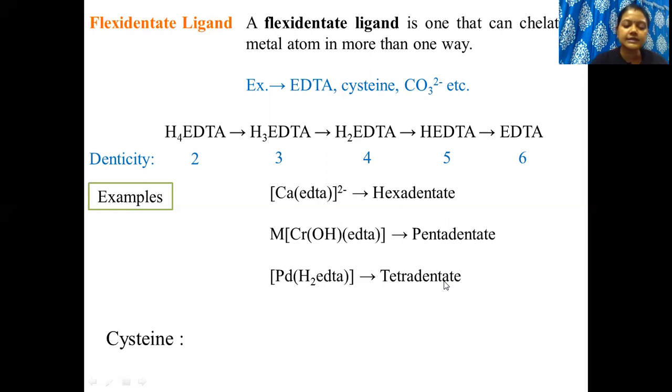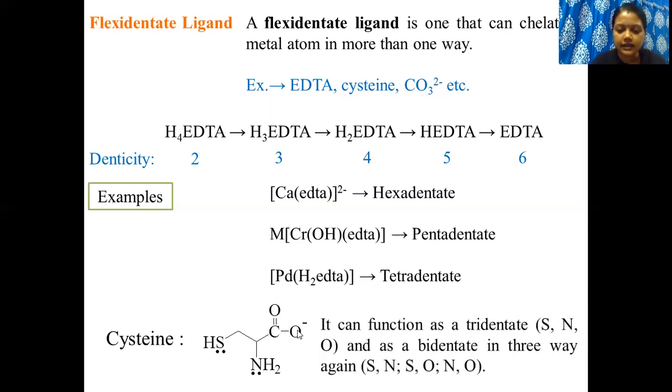Another example is cysteine. We can see that cysteine has three donor sites: sulfur, nitrogen, and O minus. So it can act as a tridentate ligand, where all three donor sites form bonds with the metal. It can act as a bidentate ligand also.